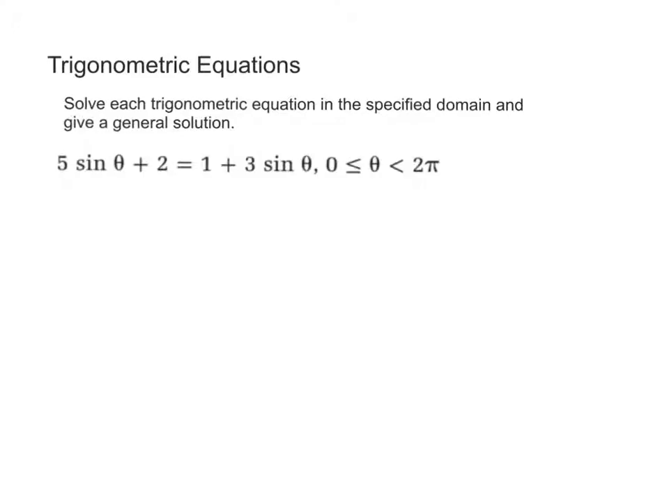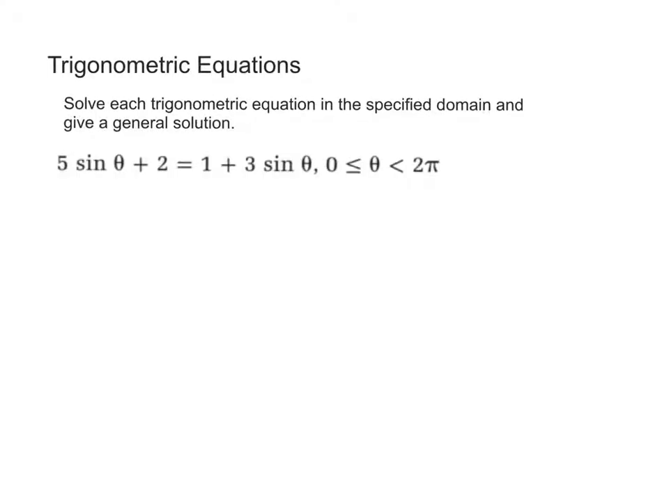And the equation here looks significantly more complicated than the ones we were doing last week. We have 5 sine theta plus 2 equals 1 plus 3 sine theta. But really, it's not that much different than what we were doing before. We just have to do some work first to get it to look like the ones we were doing last week.